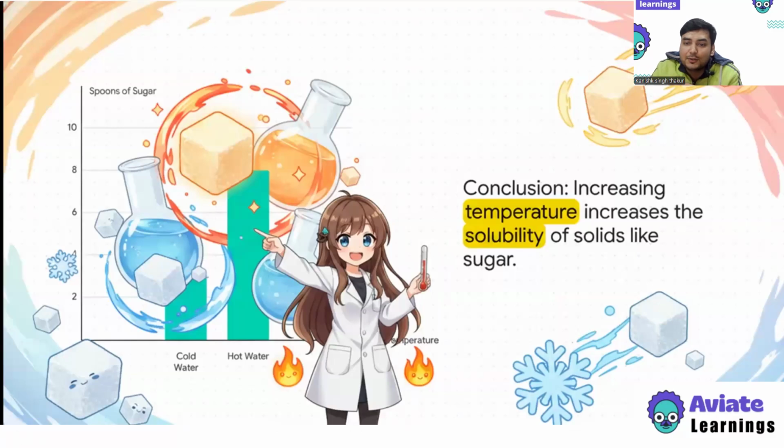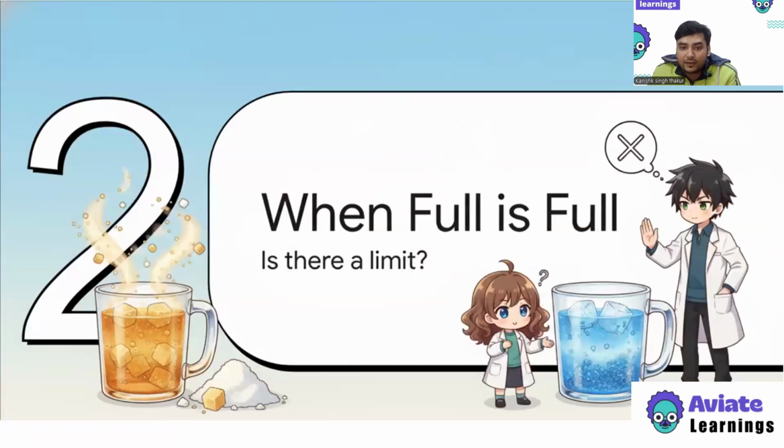So what is the conclusion? Increasing temperature increases the solubility. Why? Because when we heat the water, it increases the gap between the molecules and more sugar is able to dissolve. So this was the first experiment, the effect of temperature.